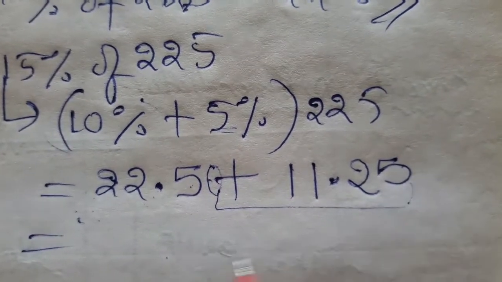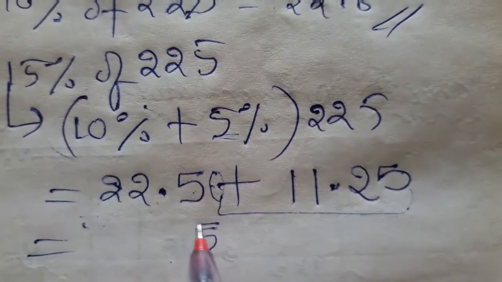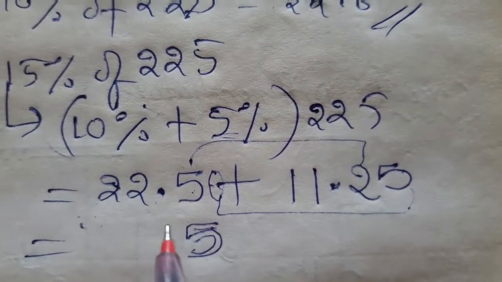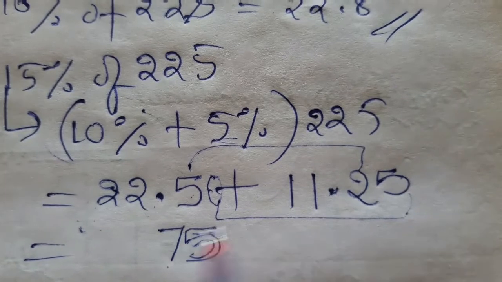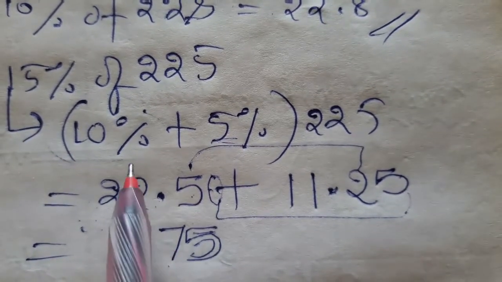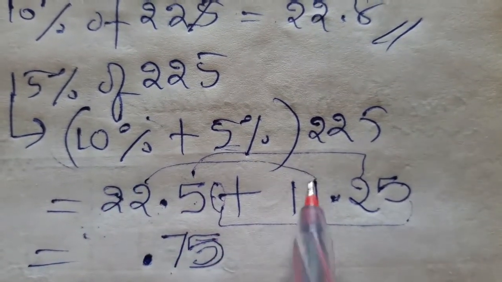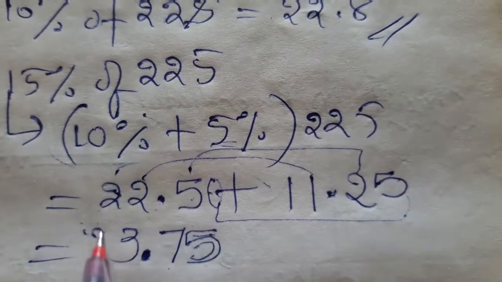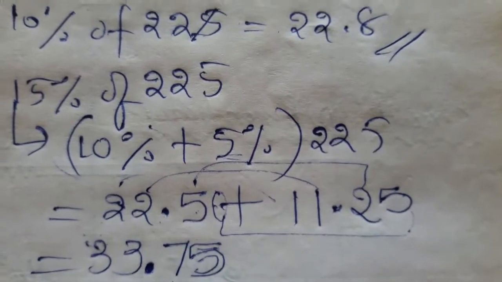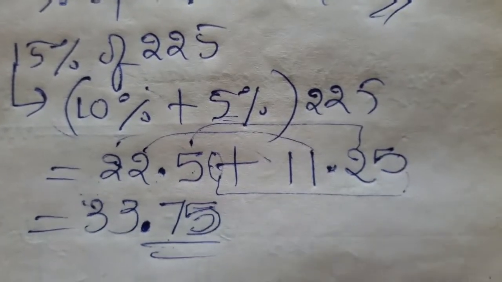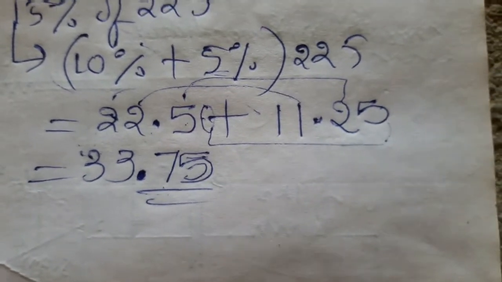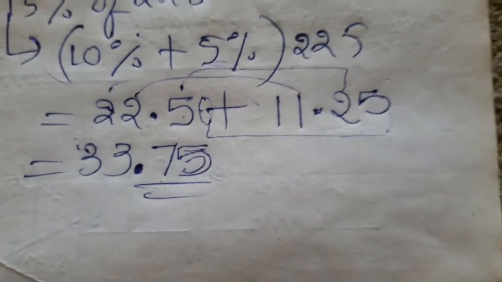Now 0 plus 5 becomes 5, isn't it? Now 5 plus 2 becomes 7. Put your decimal point at the appropriate place. 2 plus 1 becomes 3. Once again 2 plus 1 becomes 3. So 33.75 is the 15% of 225. So this is the shortcut method. But let us check the actual method, isn't it?